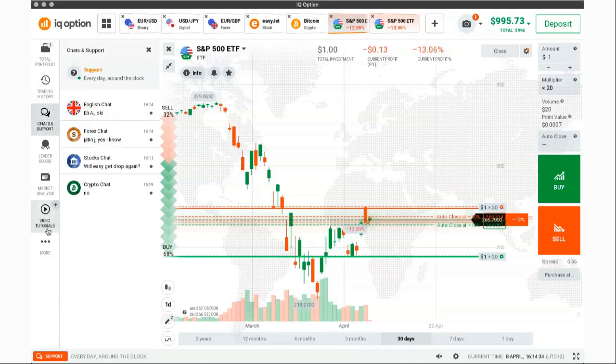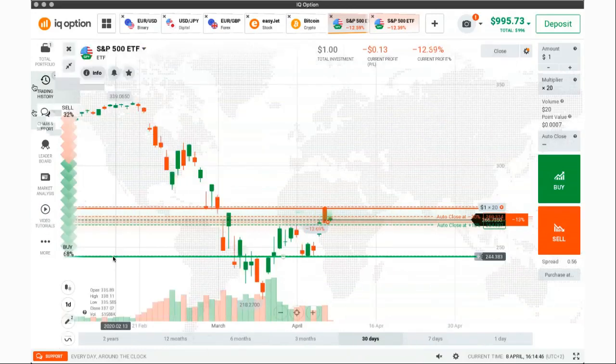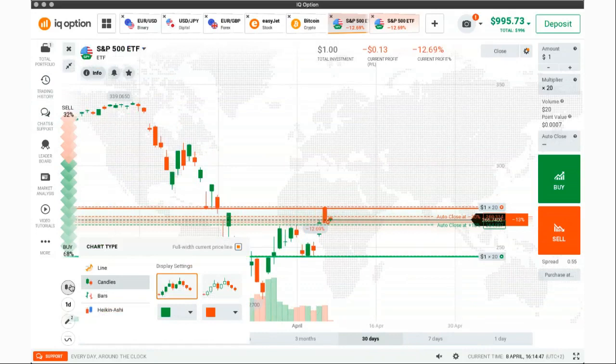Before I move on to this board, sticking to the agenda, I'm going to mention to you about the chart types and the graphical tools. Okay. And then we will continue down here. Your chart types are here.